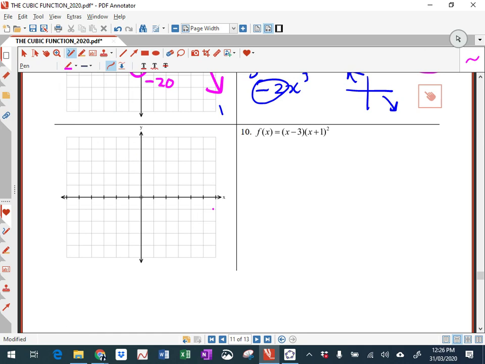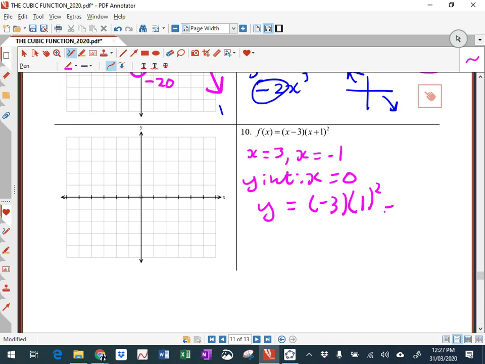We made it. All right, factored form again. Now, the x-intercepts will be at x equals 3 and x equals negative 1. For the y-intercept, I'm going to sub in x equals 0. So what do I get for that? I get y equals, brackets, minus 3, brackets, 1 squared. So that means I've got a y-intercept of negative 3.